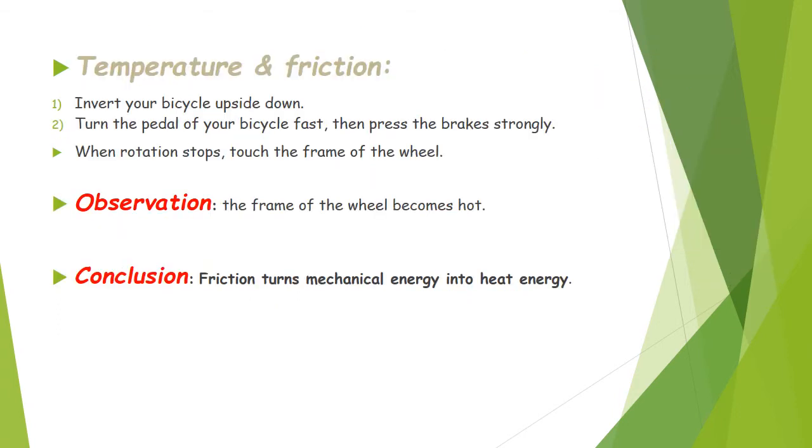Okay, invert your bicycle upside down, turn the pedal of your bicycle fast, then press the brakes strongly. When rotation stops, touch the frame of the wheel. The frame of the wheel becomes hot due to friction. Okay, so friction turns mechanical energy into heat energy. Again, friction turns mechanical energy into heat energy.